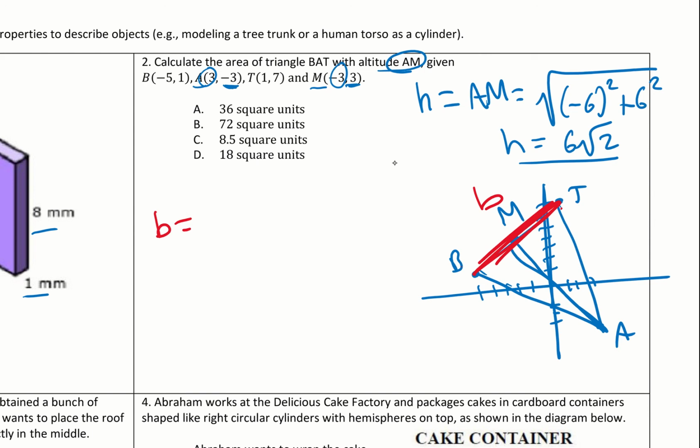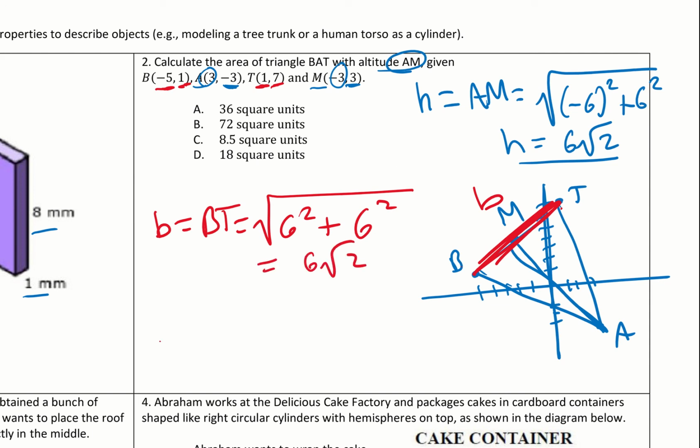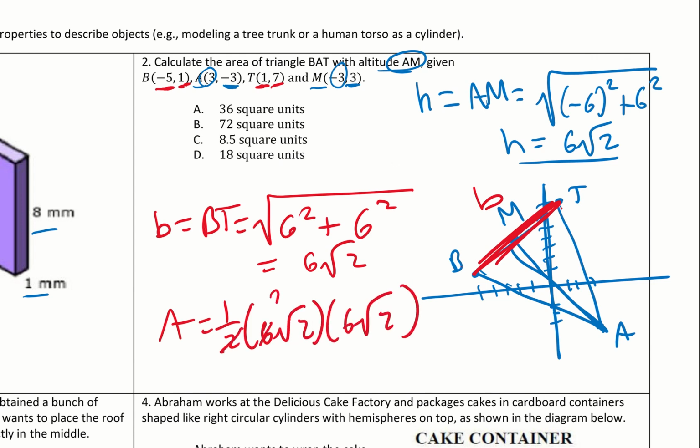So the b is equal to BT, which is the square root. Now we got to focus on B and T. Subtract those coordinates. 1 minus -5 is 6. 7 minus 1 is 6. Oh, so they look to be the same exact distance. So it's going to be 6 square root of 2. Plug it into the area formula. 1/2 times base times height. And 1/2 of 6 is 3. Square root of 2 times square root of 2 is 2. 3 times 6 is 18. 18 times 2 is 36. We got 36 square units.